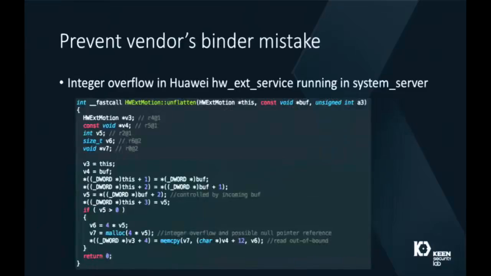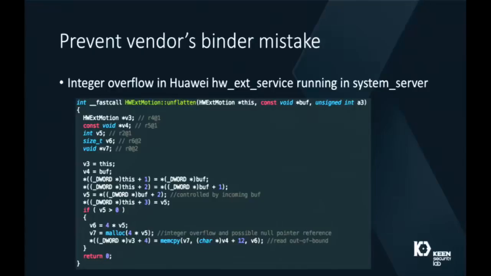And also, you know that if you are clever, you cannot make your neighbor also clever, because the vendors always tend to make mistakes. They are always in a hurry, and they put buggy code here and there. And here is a bug in the Huawei phones, like the HWEXT service that is running in the system server context. You can see there's a very obvious integer overflow here, and you can get out-of-bounds access, both read and write.